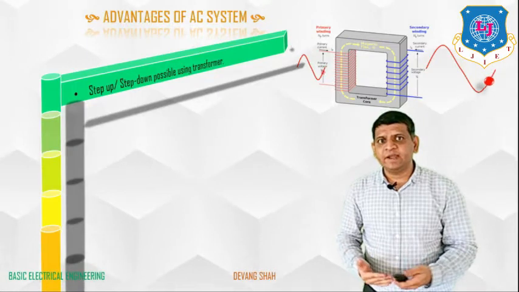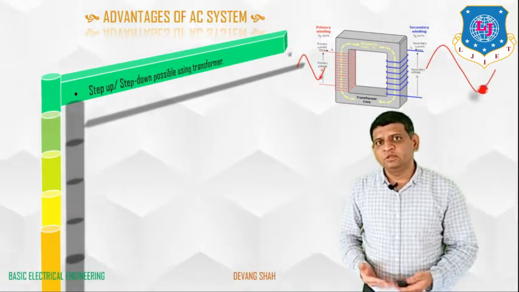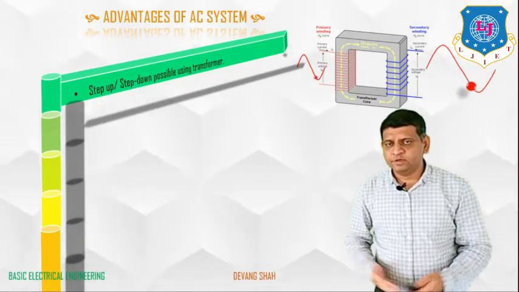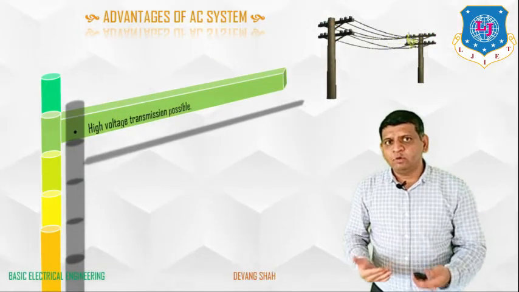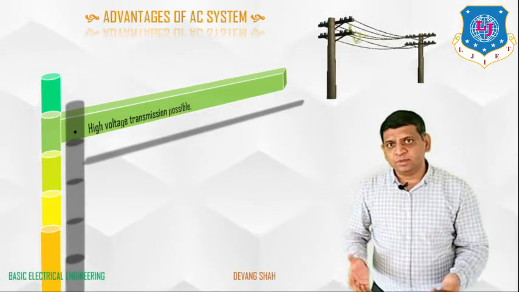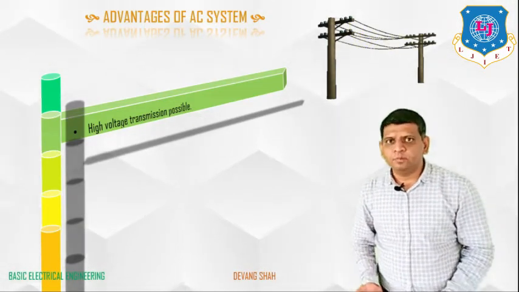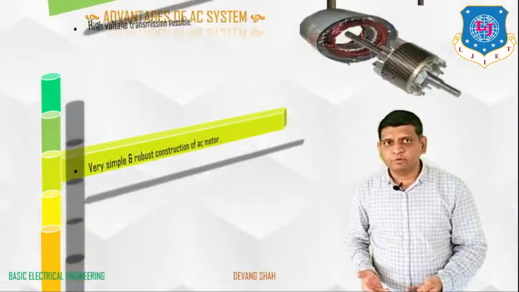One of the advantages is that you can adjust step up and step down using the transformer. So the transformer works only on AC signals, right? So it can be useful in a transformer. In the same way, high voltage transmission is possible through AC, but with DC it is not possible. Why? Because the voltage drop in the case of DC is very high, right? So transmission can be possible here.